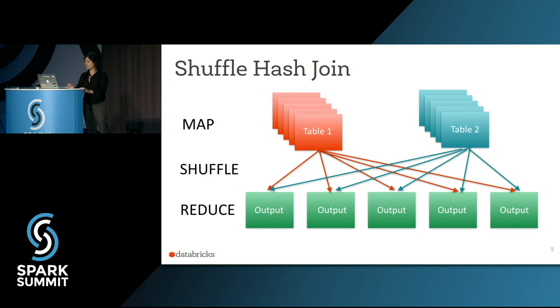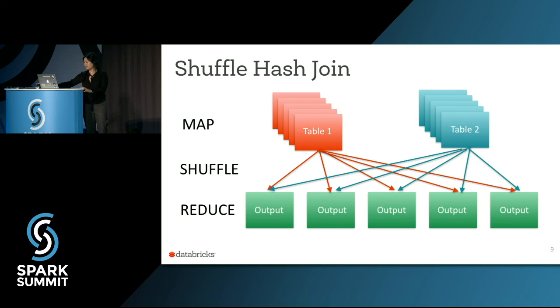So a little bit more of a depiction of what happens. It's again just a map, shuffle, and a reduce. So we have table 1 and table 2 that we're reading in by the individual worker nodes. We are sending them according to output, shuffling them according to the key that we're joining on, and then finally we're able to output our data. So that's a shuffle hash join. Does this look familiar to many of you?